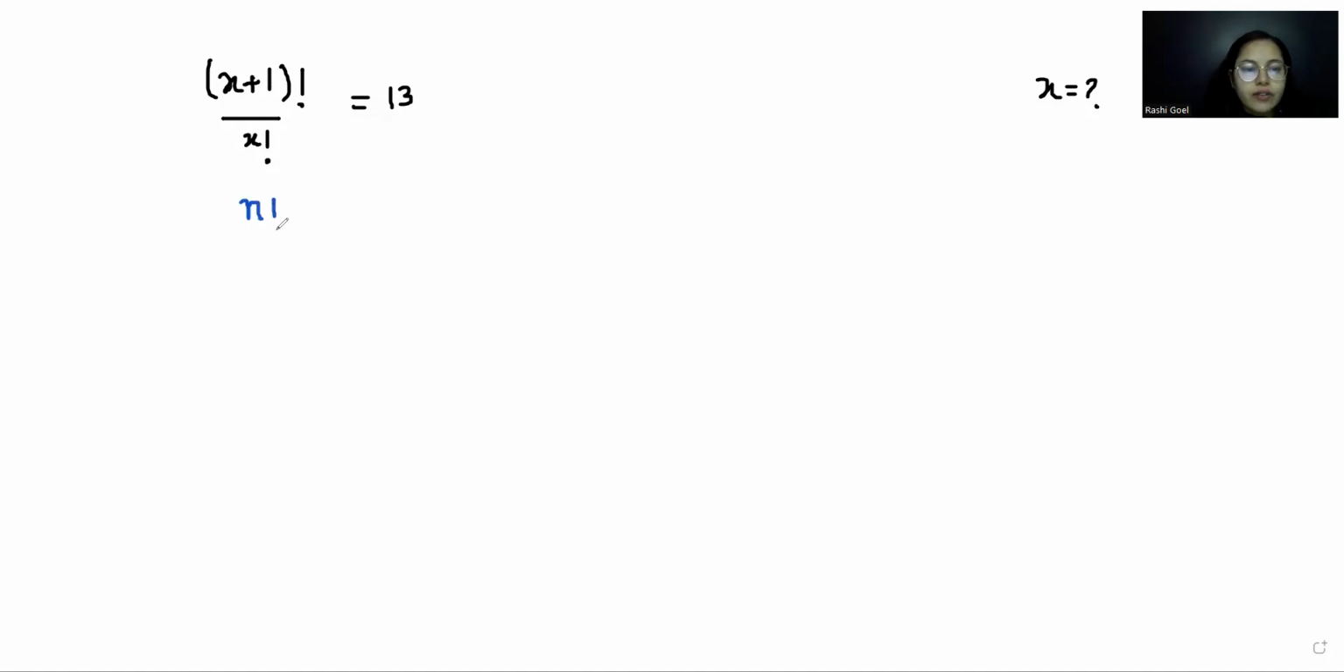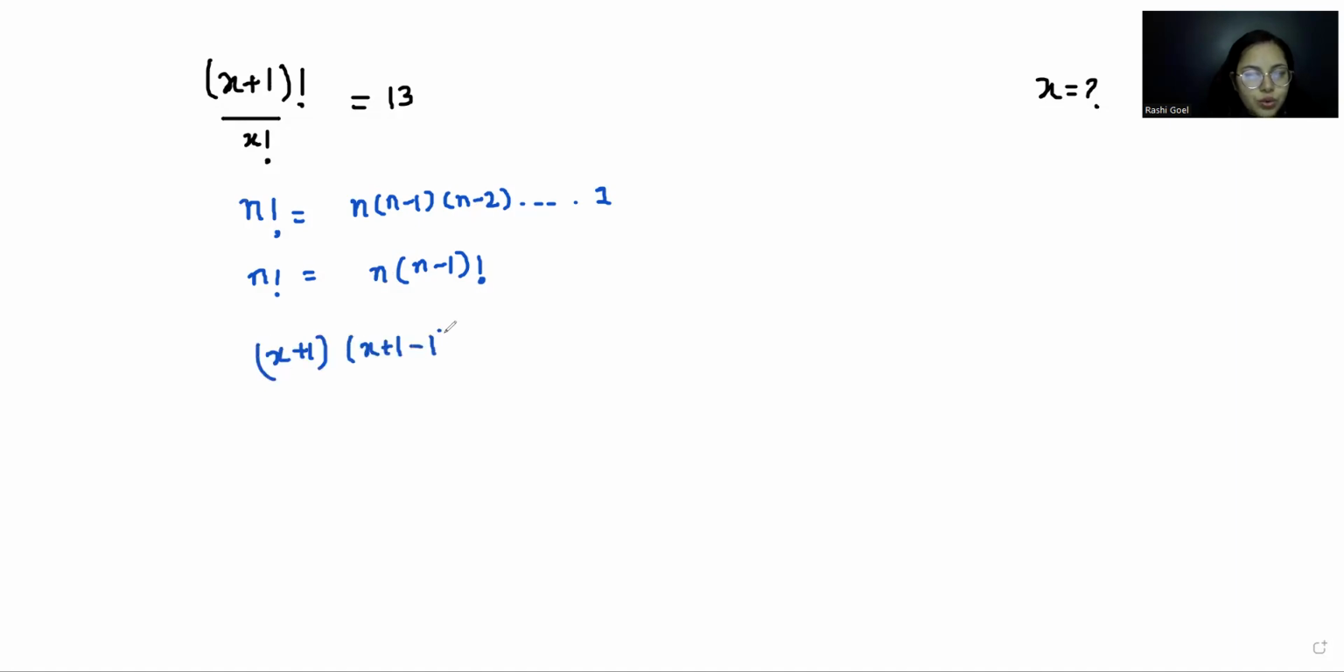So to find n factorial, the formula is n times (n minus 1) times (n minus 2), and so on till 1. Or another formula is n factorial is equal to n times (n minus 1) factorial. We can write it like that. So here if we apply this, we can write (x+1)! as (x+1) times (x+1 minus 1)! divided by x! is equal to 13.